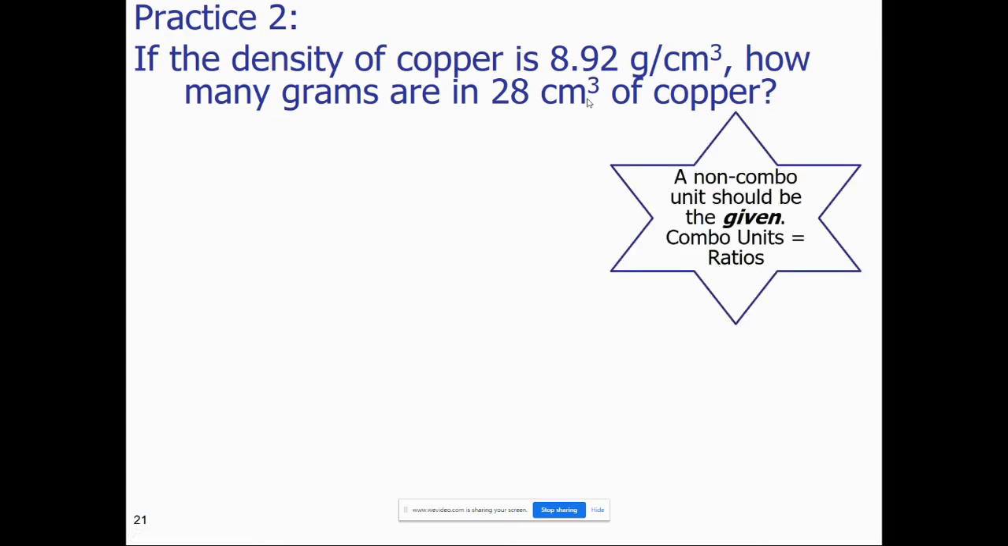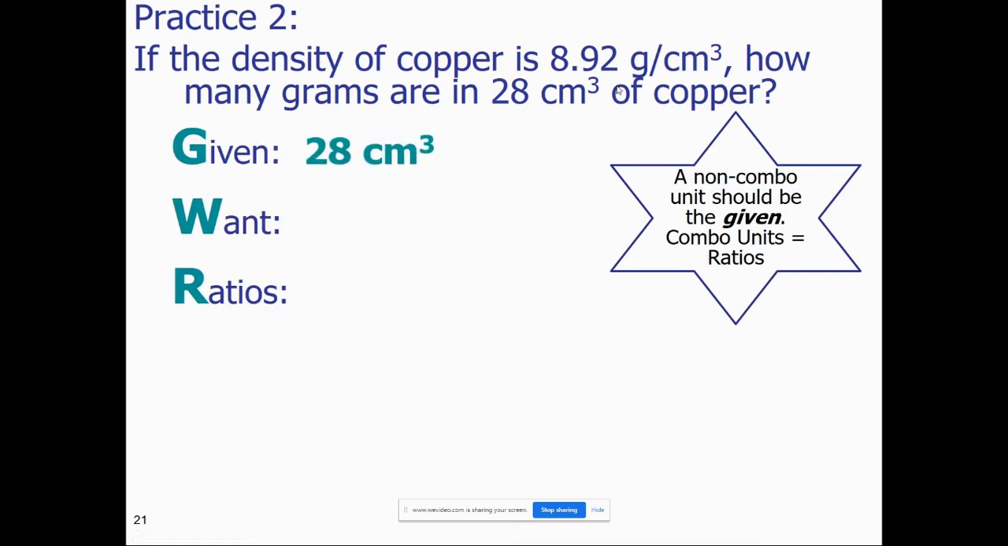Okay, so a non-combo unit should be your given. In other words, a unit that is by itself. So this has got two things. It's a combo unit. That is not your given. Your given is 28 centimeters cubed. What do you want? We want grams of copper.